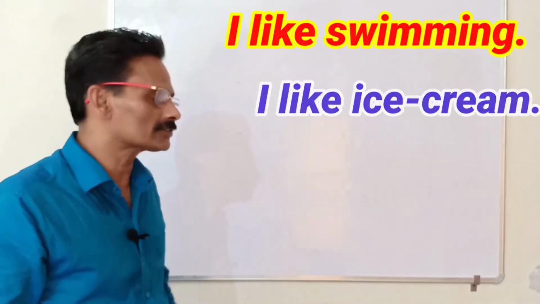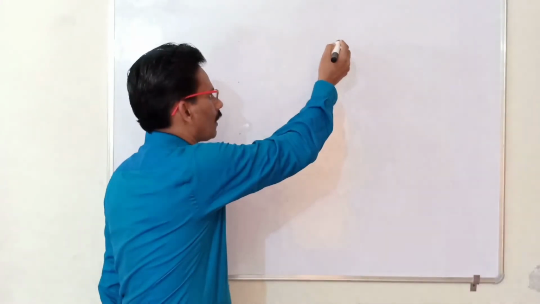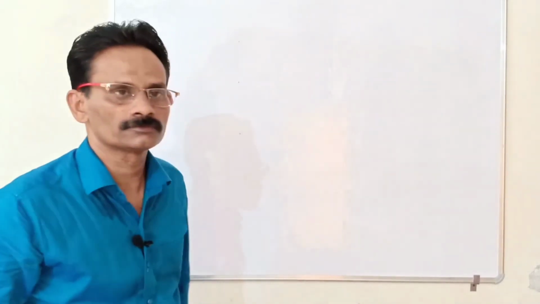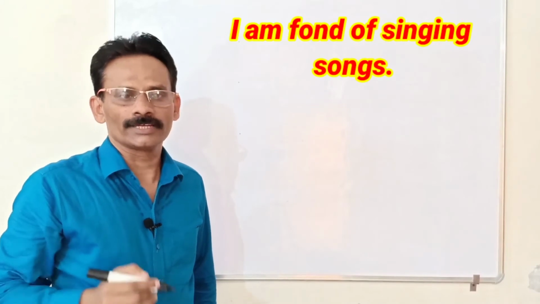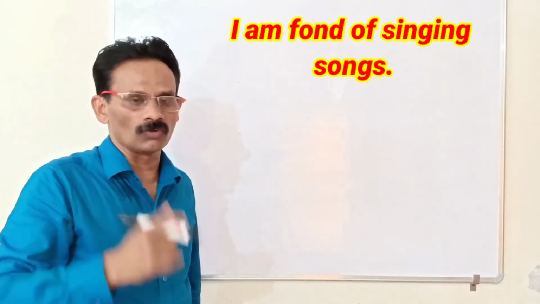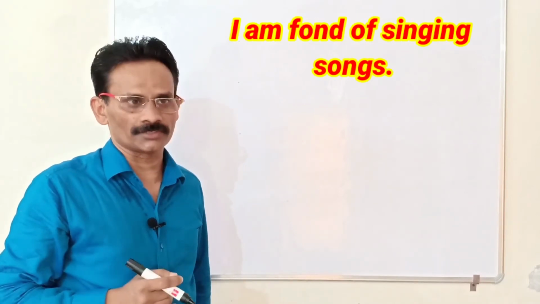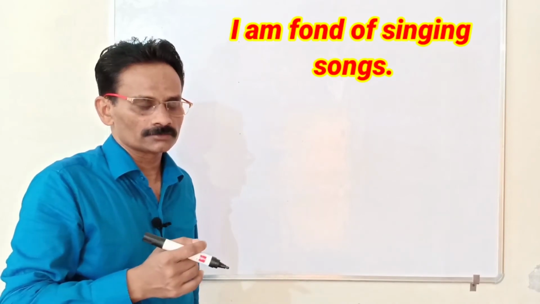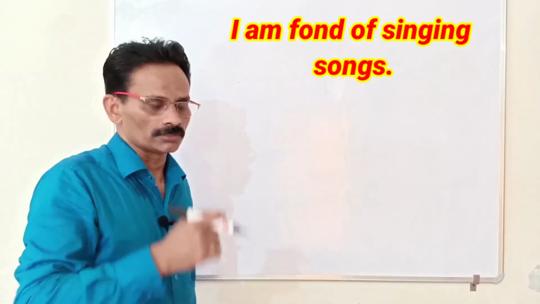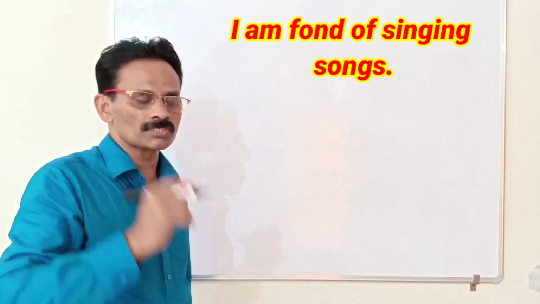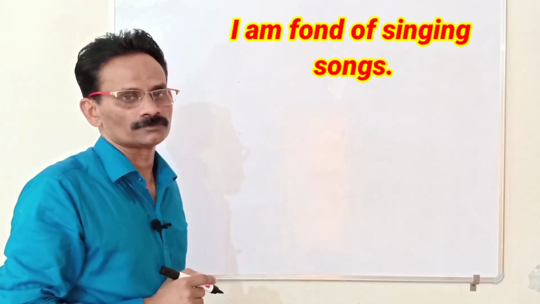Now let us examine another sentence. I am fond of singing songs. In this sentence, am is the verb, and singing is the gerund. And here, before the singing, a preposition has come. Therefore, it is the object of the preposition. Singing is the object of the preposition.